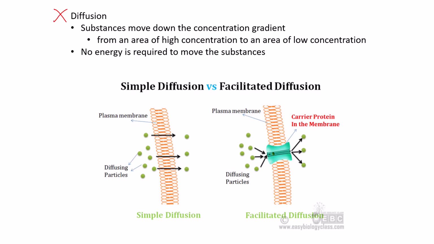Okay, we'll start with diffusion. So this is passive transport. No energy is needed. Here, with diffusion and passive transport, substances go from high to low. This is also called down the concentration gradient. All right, so here we can underline from high to low. So again, no energy is required to move these substances.